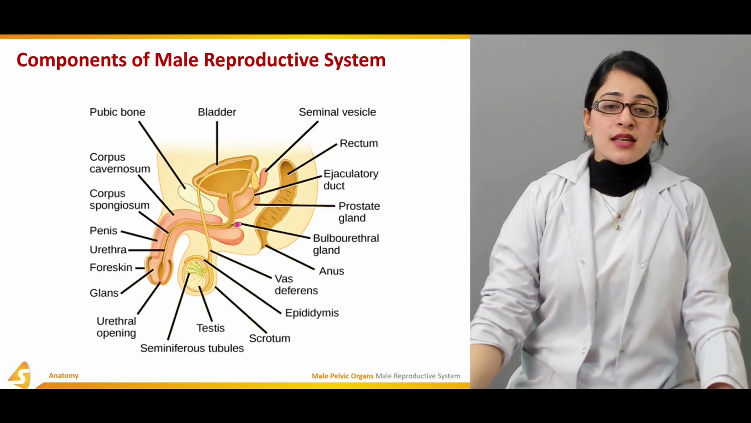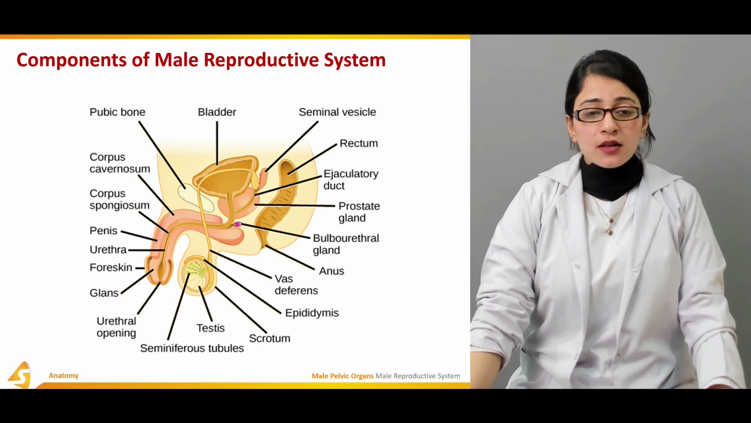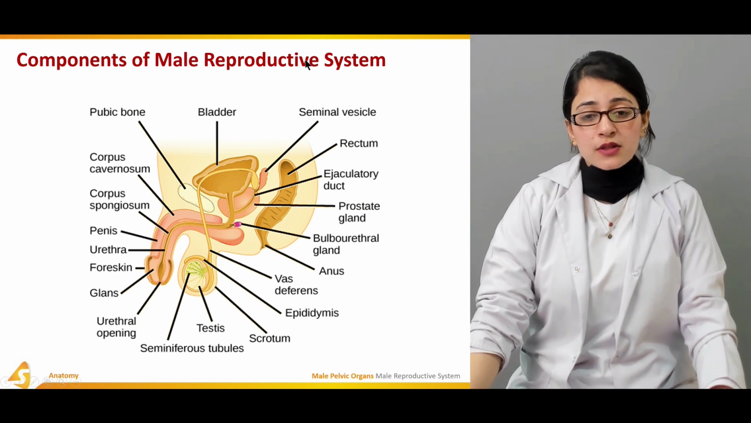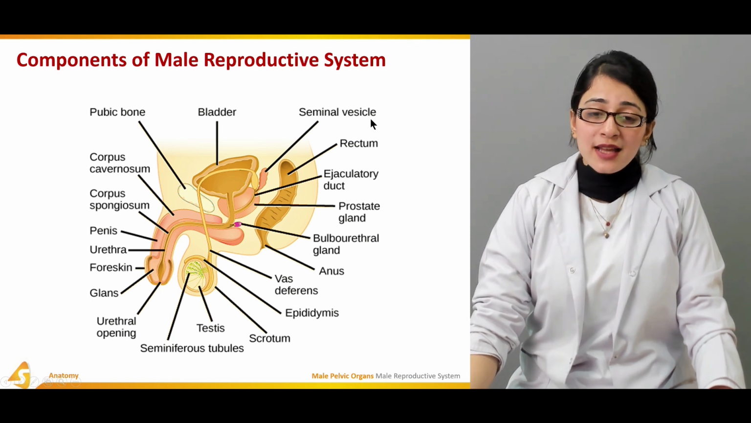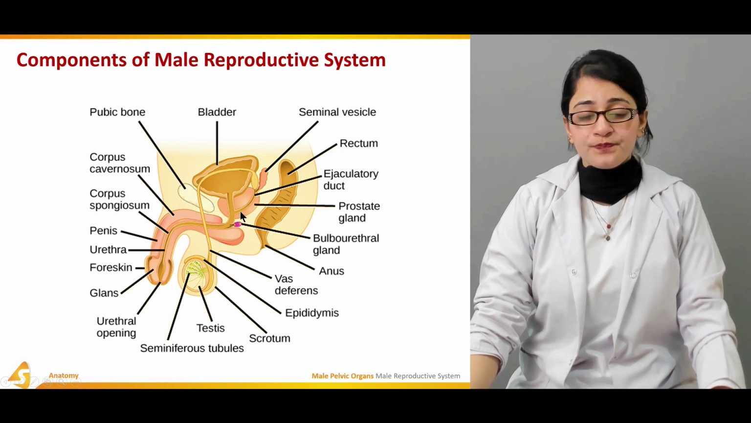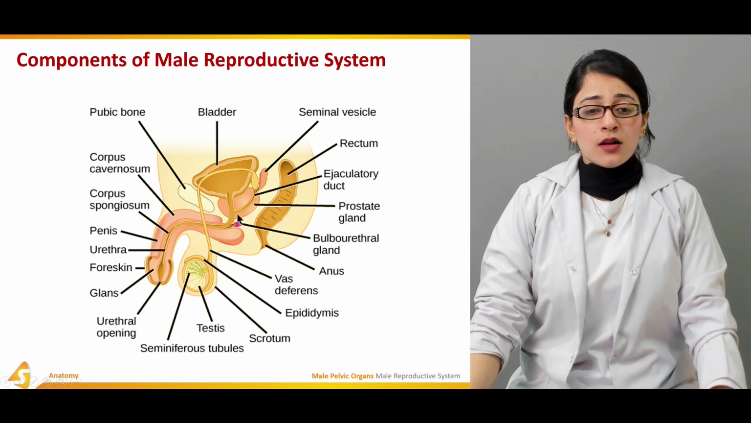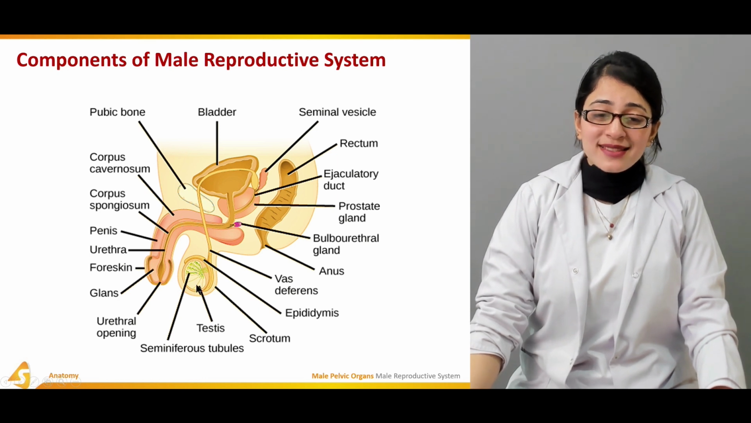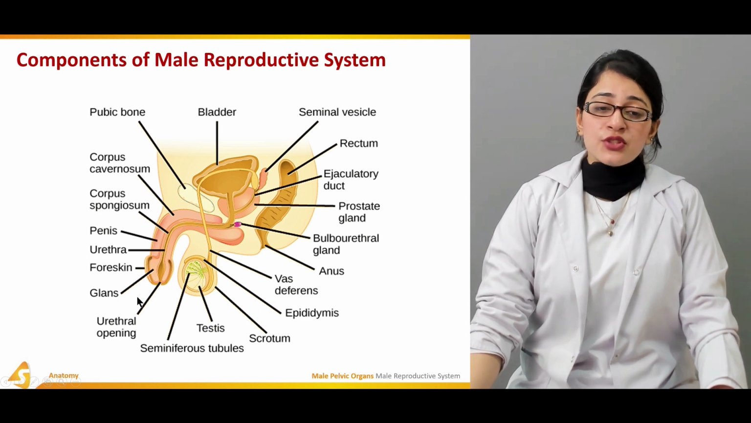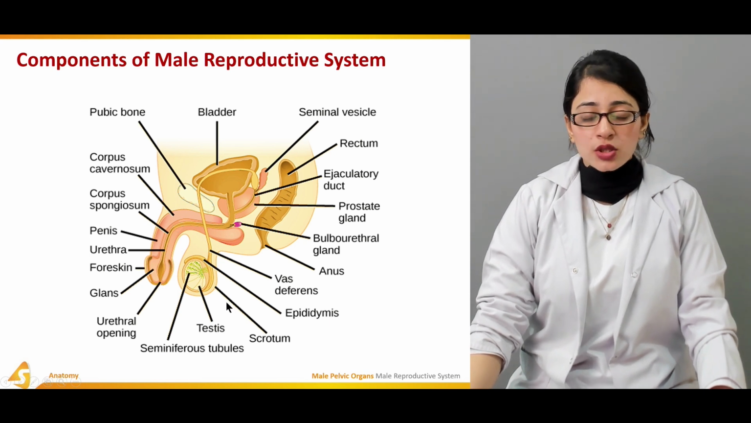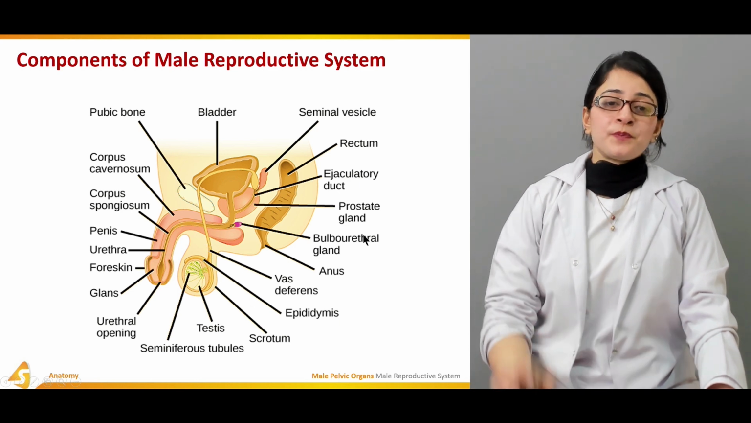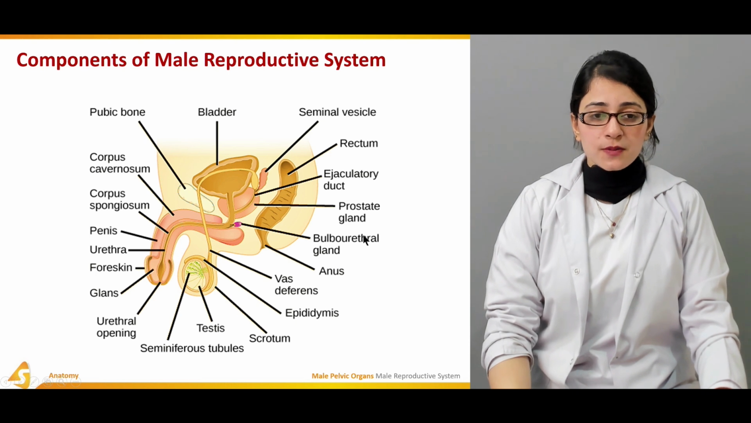So here you can see the structures present in the components of the male reproductive system. You can see the glands present here. This is the seminal vesicles, and the prostate gland is located here. This is the bulbourethral gland, present below the prostate gland. Then here are the testes, which are the primary sex organ. Then comes the penis, which is the external genitalia. Other structures are the scrotum, the epididymis, and this is the vas deferens. All of these are components of the male reproductive system.